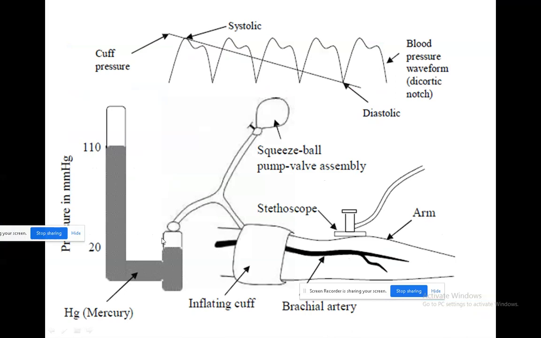A manometer. Okay, so the pressure value will be noted like this. This is systolic, this is diastolic. Upper one is systolic, lower one is diastolic. Okay, these are the blood pressure waveform.